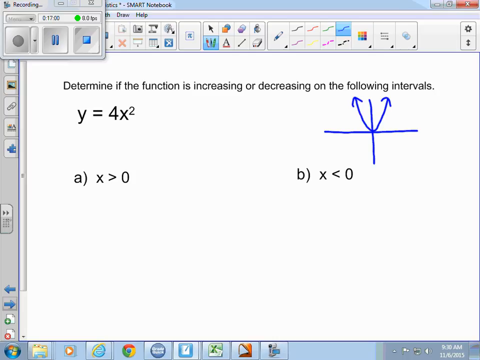Now this asks the question a little differently. It doesn't ask me when is it increasing or when is it decreasing. It says on the following intervals is it increasing or decreasing, which is kind of a weird question, but not horrible. So the first question is when x is greater than 0, where is that? On the right, correct? Is this increasing or decreasing on the right?